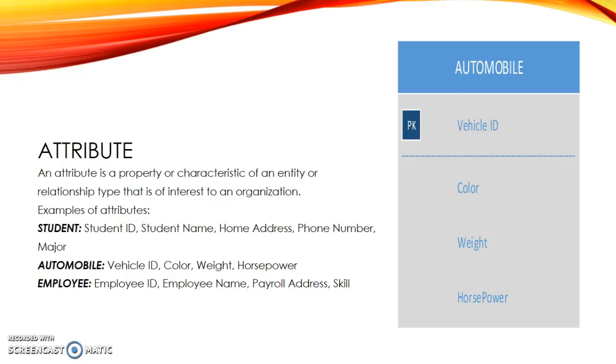An attribute is a property or characteristic of an entity or a relationship type that is of interest to an organization. For example, automobile is an entity type and the attributes are vehicle ID, color, weight, horsepower.